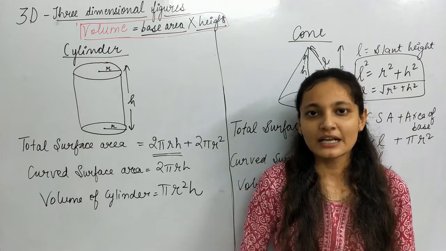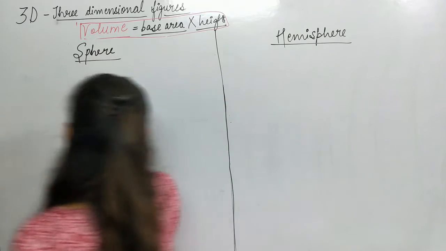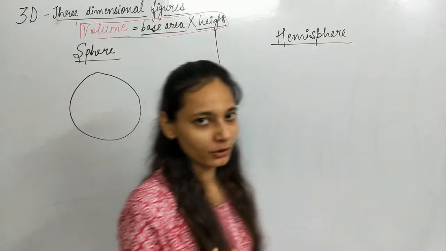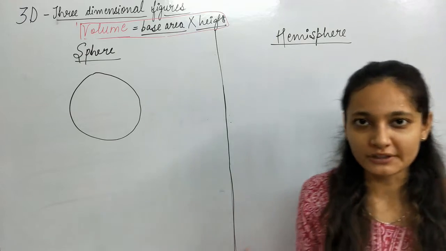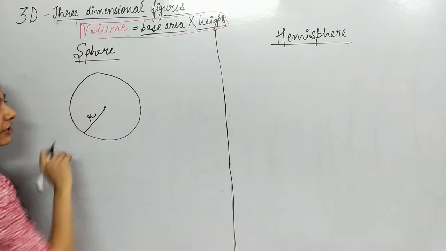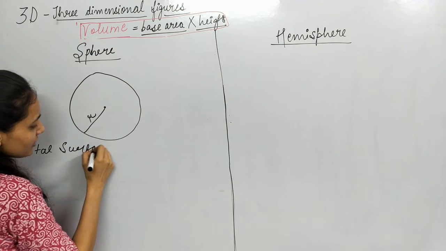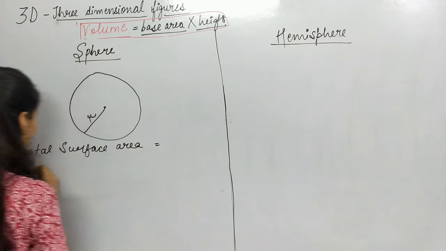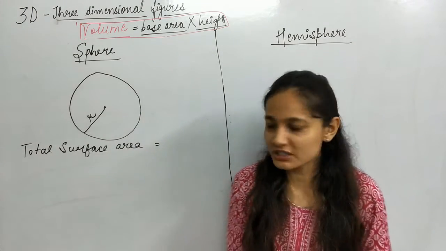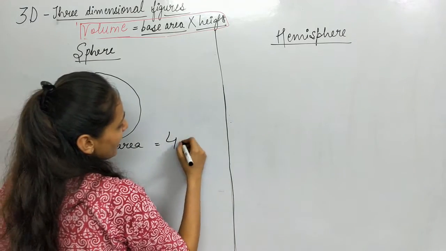Okay, now let us see sphere and hemisphere. Okay, circle is a 2D figure, but sphere is 3D, like your ball, your cricket ball, your basketball, volleyball. These are spheres. So they are of same radius. Total surface area of sphere, there will be no curved surface area. Curved surface area and total surface area means surface area for the sphere. Surface area for the sphere is 4 pi r square.